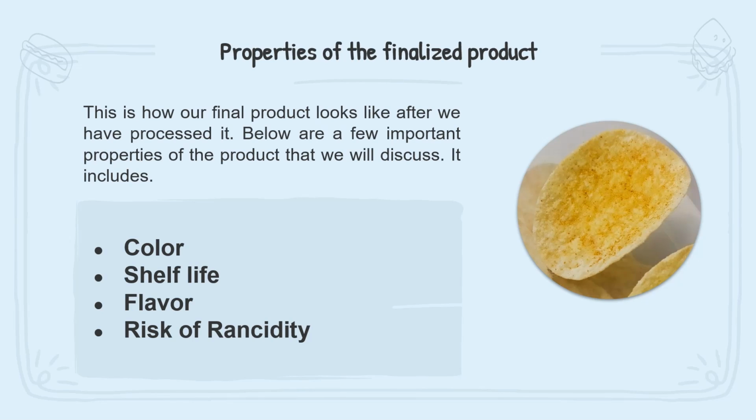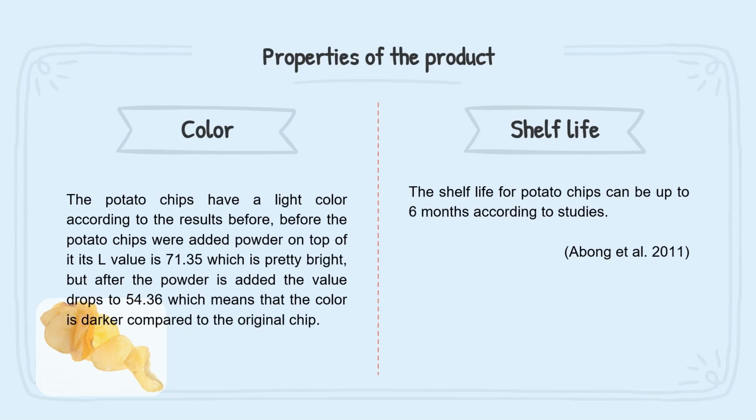It includes color, shelf life, flavor, and risk of rancidity. For the color, the potato chips have a lighter color according to the results before. Before the potato chips were added powder on top of it, its L value is 71.35, which is pretty bright. But after a powder is added, the value drops to 54.36, which means that the color is darker compared to the original chip. But for shelf life, the shelf life of potato chips can be up to 6 months according to studies.